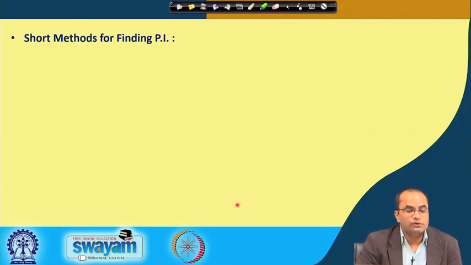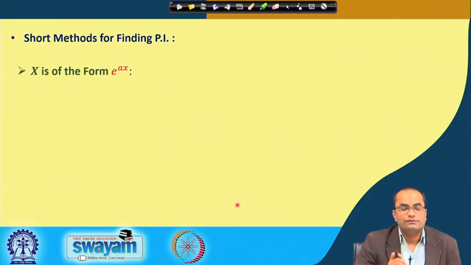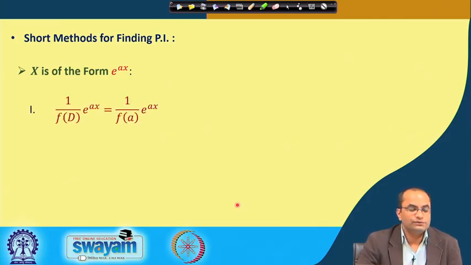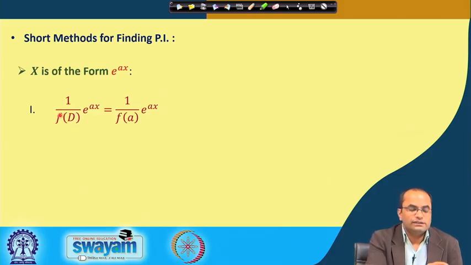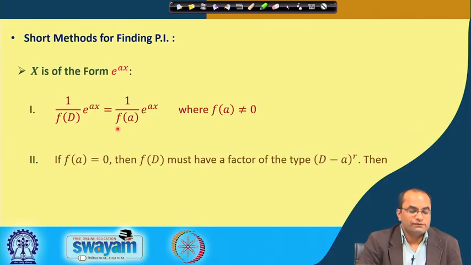Now, what are the short methods for finding this particular integral? If this X is of the form e power ax, then 1 over f(D) e power ax is 1 over f(a) e power ax, where this D is replaced just by a. So, we get the value directly without using that general formula of the integral. This D is replaced just by a, provided f(a) is not equal to 0. If that is 0, that was the second case we have already discussed.